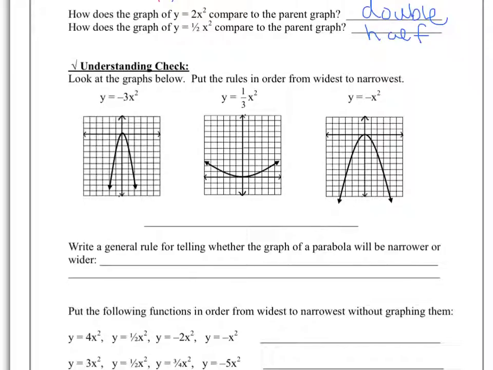Okay? So I can see that the graph in the middle is the widest. Okay? And it's also the one multiplied by a fraction. Okay, so we're making the x squared smaller, so it's getting wider. So the widest would be y equals 1/3 x squared. Okay? Next, when we have the original parent graph, that's just negative, which means it's opening down, it's the standard width. Okay? So that's going to come next. Y equals negative x squared.